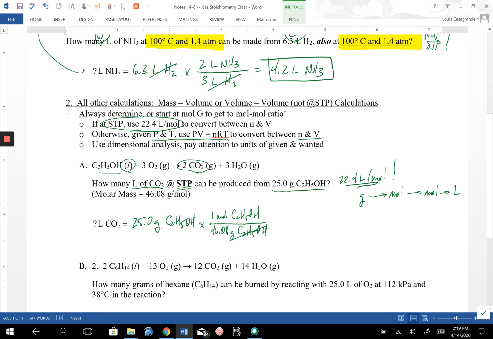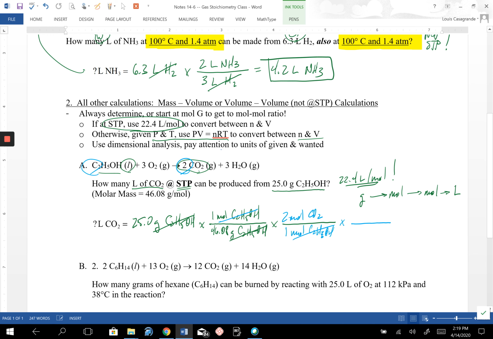And so the grams of ethanol cancel out. Now we have our moles of ethanol. We go to our balanced chemical equation, where we have 2 moles of our CO2 for every 1 mole, implied 1 in there, of the ethanol. And now the moles of the ethanol cancel out.